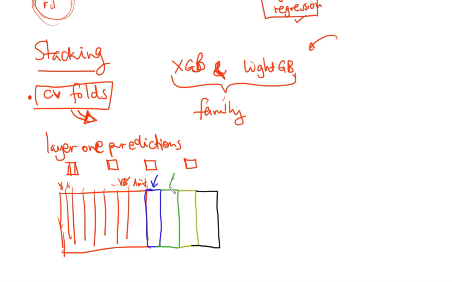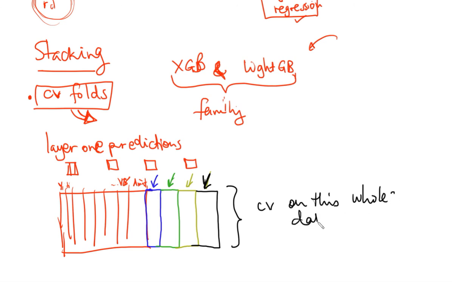Here what we're going to do is add them as our columns, like that. And then we will train via CV, cross-validation, on this whole data set to create what is called layer 2. I think it's called layer 2, if I'm not mistaken. It's going to be layer 2 predictions. So at the end here we're going to have predictions.